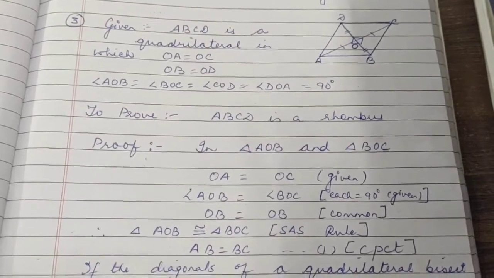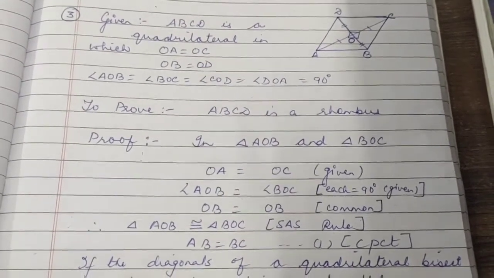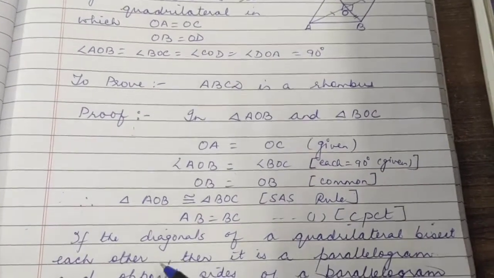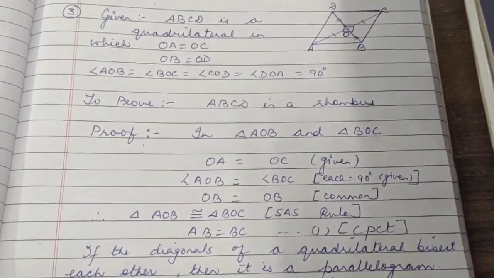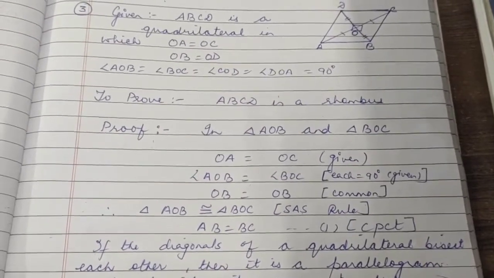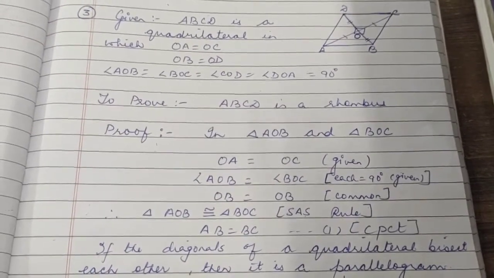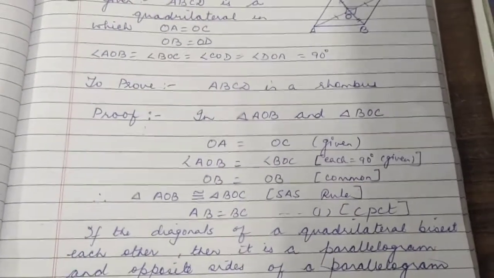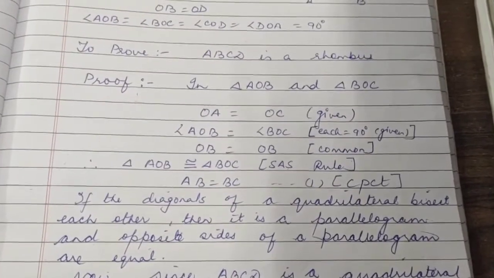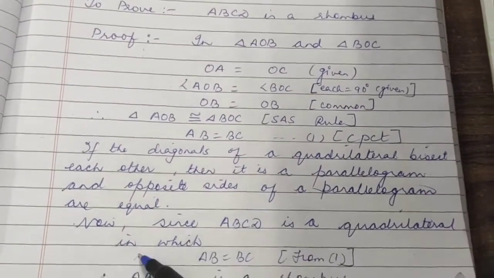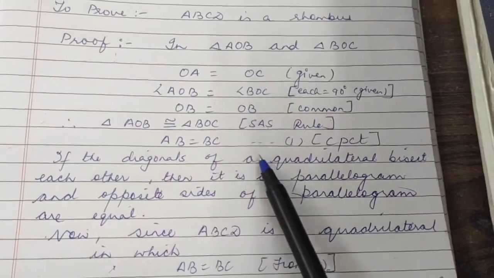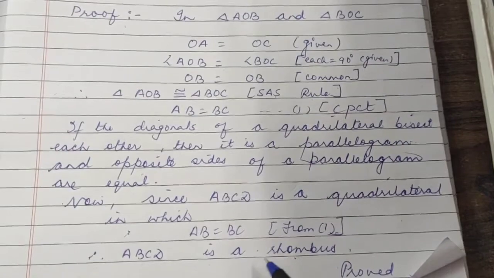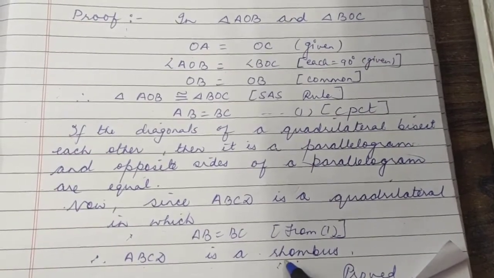Now, we have already proved in the theorem part that if the diagonals of a quadrilateral bisect each other, then it is a parallelogram. So here it is already given that the diagonals are bisecting each other. So it is a parallelogram and opposite sides of a parallelogram are always equal. Now, since ABCD is a quadrilateral in which AB equals BC, which we have already proved, therefore ABCD is a rhombus. So, do these three questions in your copy.